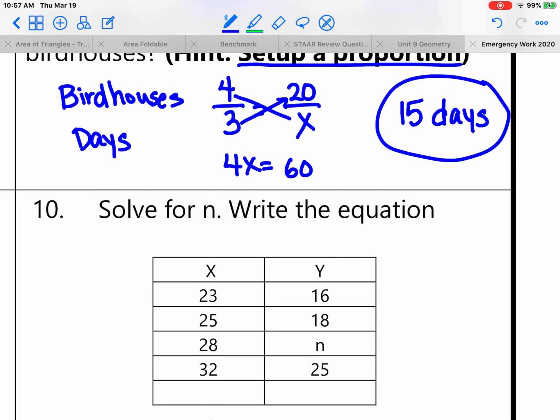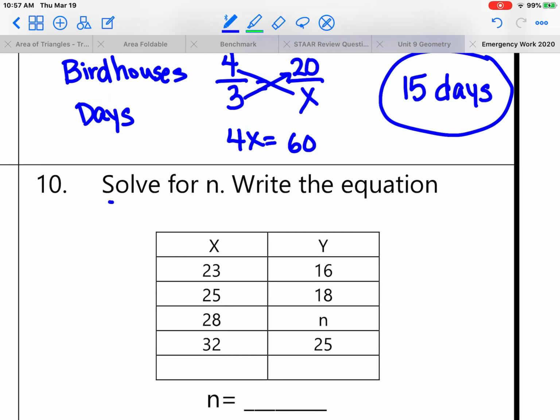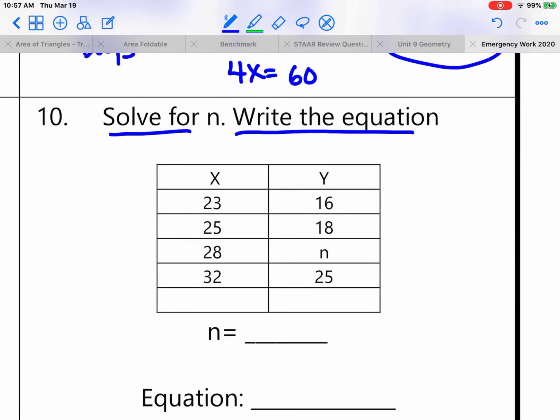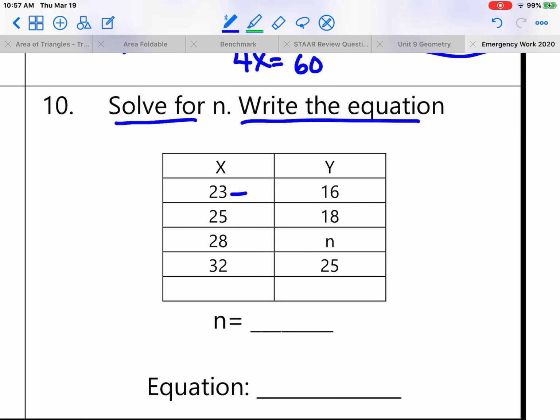And then number 10, solve for n, write the equation. What we have to figure out is what's happening in this table. How do you get from 23 to 16? How do you get from 25 to 18? What is n going to be? How do you get from 32 to 25? It looks like there's some subtraction going on. So what I'm going to do is I'm going to try to figure out what subtraction problem is happening.